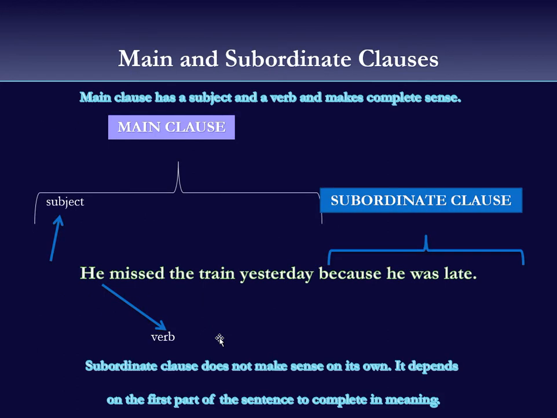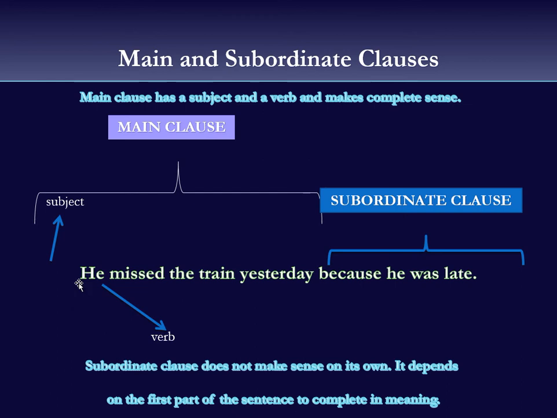Now that you understand what sentence, phrase and clause are, let's see what main and subordinate clauses are. A main clause has a subject and a verb and makes complete sense. Like here, the example we have is, he missed the train yesterday because he was late.